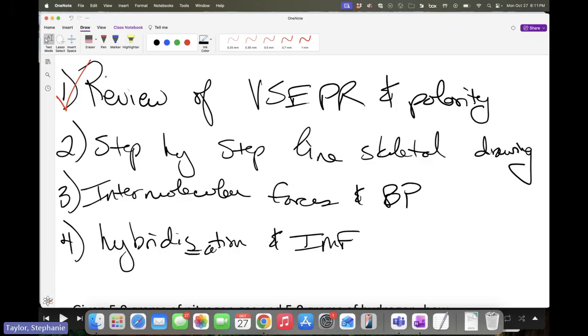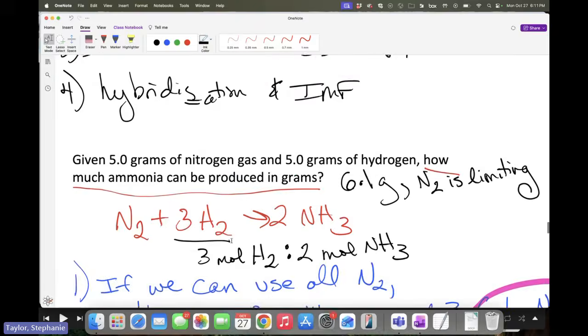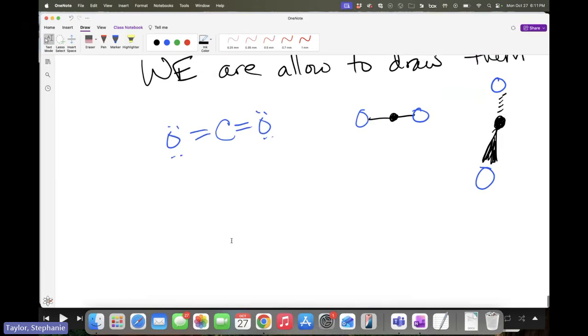Step-by-step line skeletal drawings. Let's go ahead and look at step-by-step line skeletal drawings. First of all, there's two different directions this goes in, because it sounded like the person wanted to know how to draw them yourself.